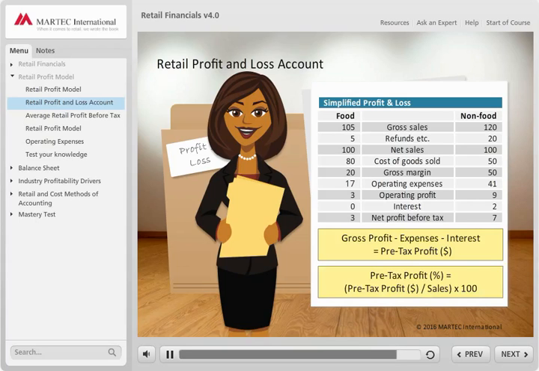Pre-tax profits are used in three ways: to pay tax, to pay dividends to shareholders, and to reinvest in the business. Some companies do not pay dividends, especially in their startup years, in order to invest everything they make in building the business.